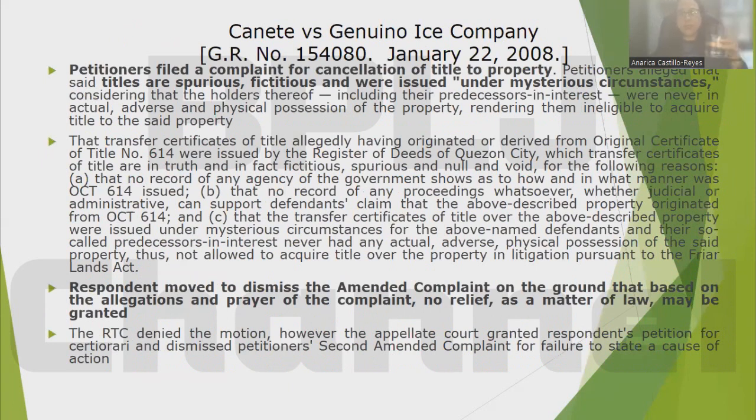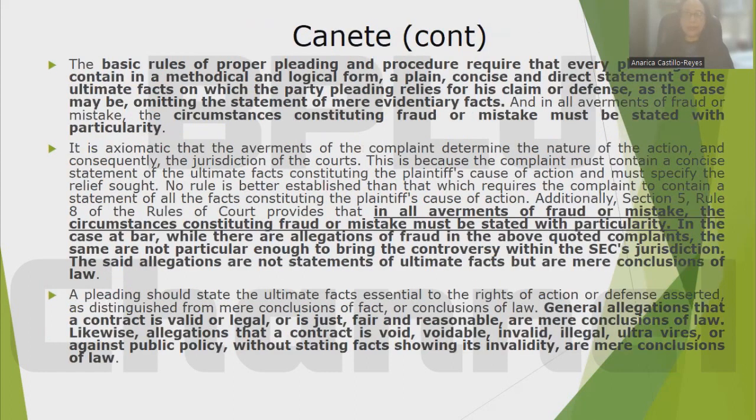Cañete versus Genuino Ice Company. In this case, petitioners filed a complaint for cancellation of title to property on the ground that the titles are spurious, fictitious, and were issued under mysterious circumstances. Respondent moved to dismiss on the ground that based on the allegations of the complaint, no relief as a matter of law can be granted.